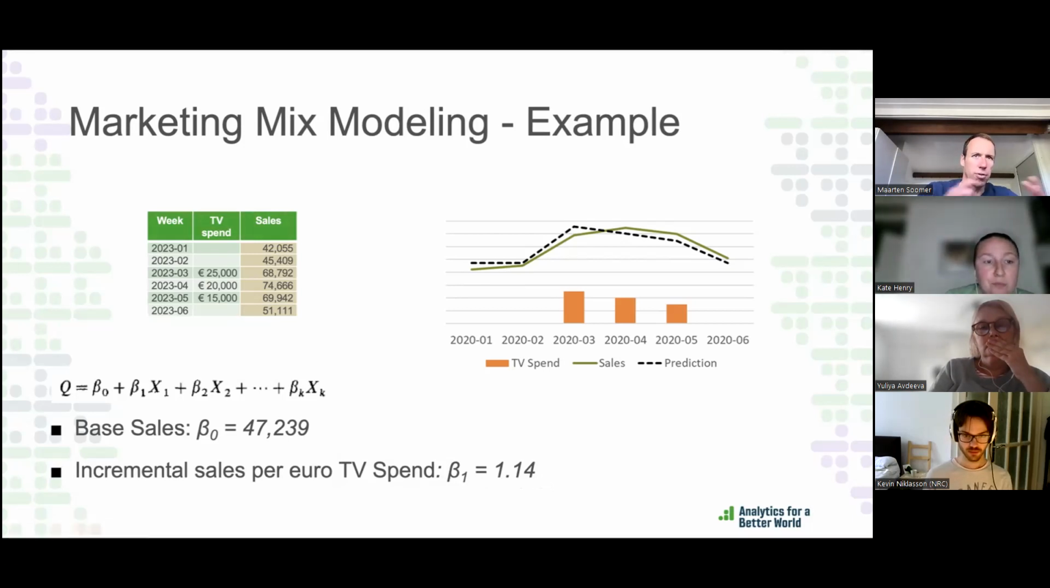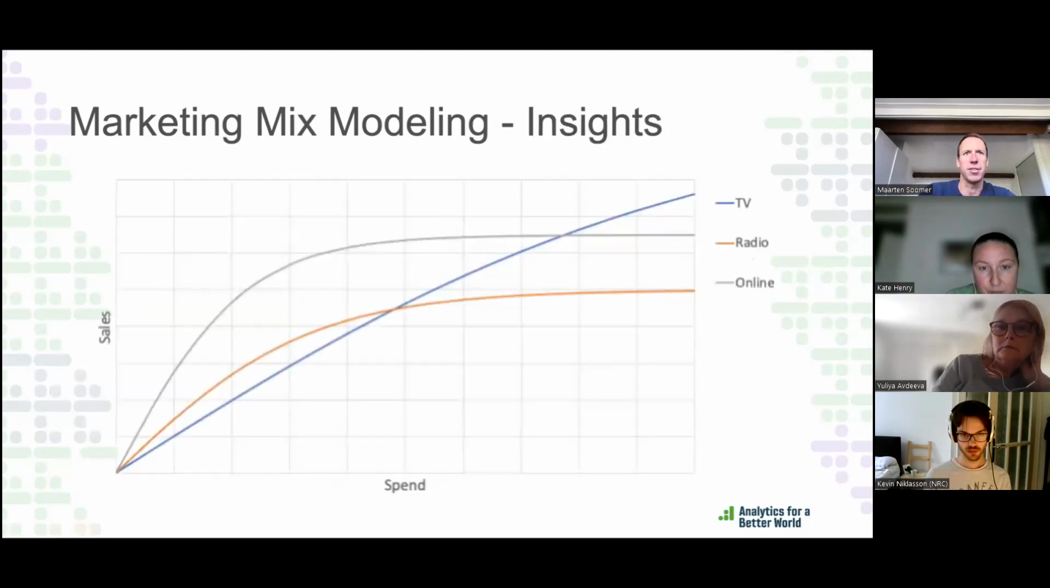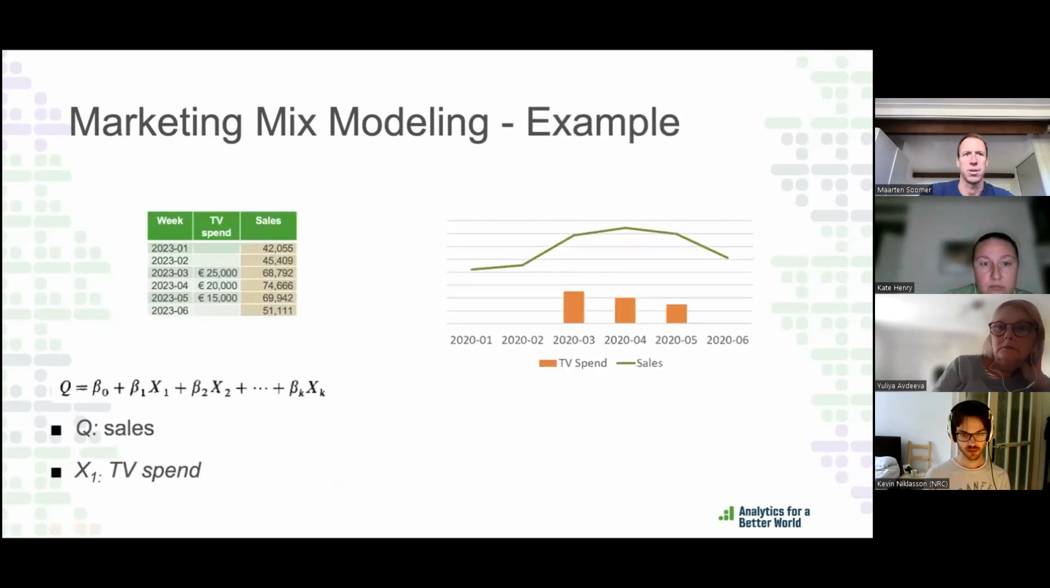And of course, if we do this for multiple channels, we can also see this channel is more effective than the other channel. If we include the logarithms to get the diminishing returns, we can get to charts like this. So this is how marketing mix modeling works and the kind of insights you will get from it.